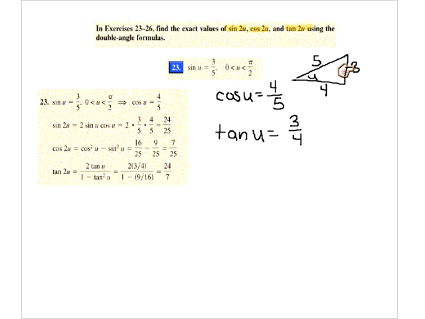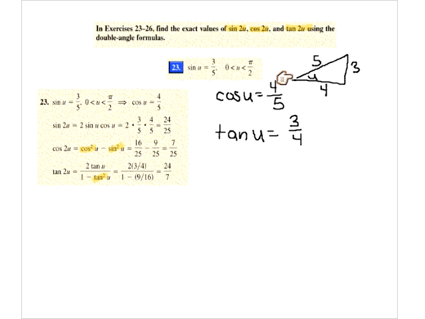So if sine is 3 over 5, so it's opposite over hypotenuse, cosine would be 4 over 5, and tangent would be 3 over 4. So all you need to do is just plug these values into your equations and then multiply to get your fractions. Notice that in cosine and tangent you do have squared values. Just remember to square your fractions.